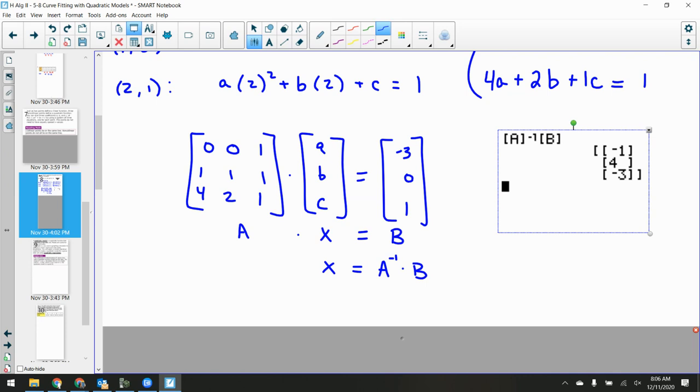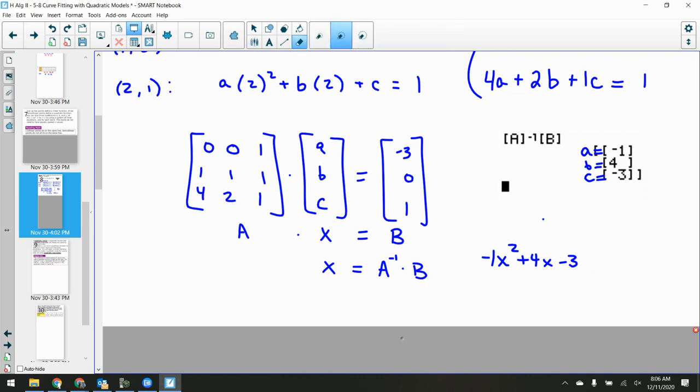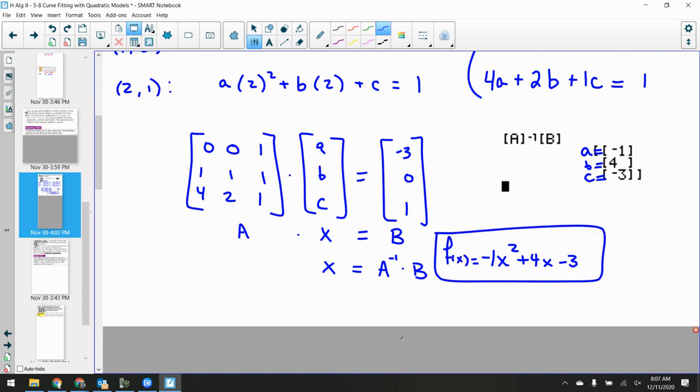What is that telling me? That's telling me that A is -1, B is 4, and C is -3. -1x squared plus 4x minus 3 equals f of x, or f of x equals that. Let's write it that way. Do I really need the -1? No, I can just write -x squared if I wanted to. But that's your A, B, and C values.